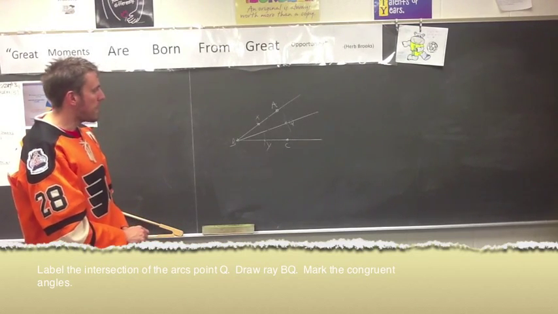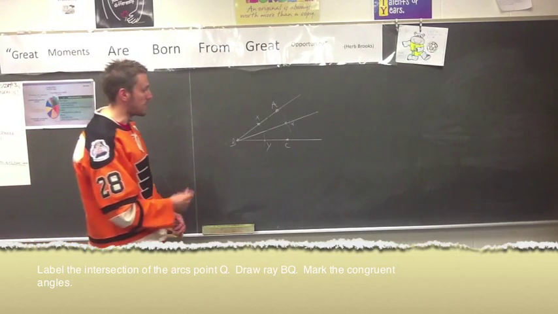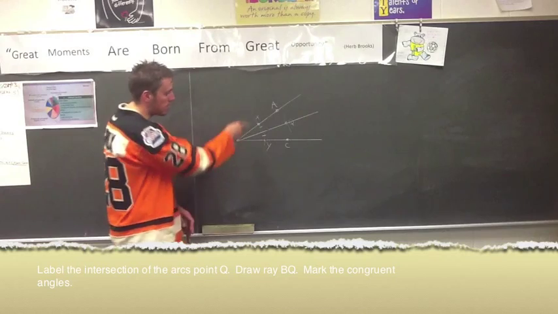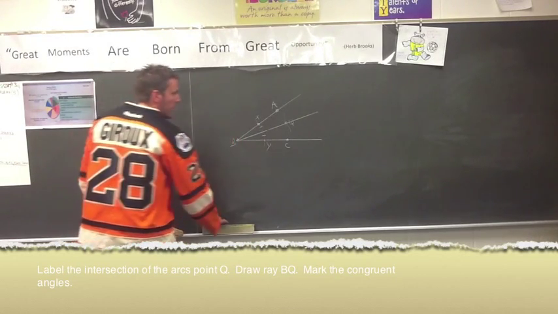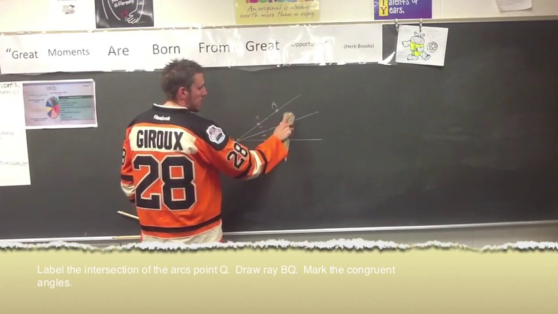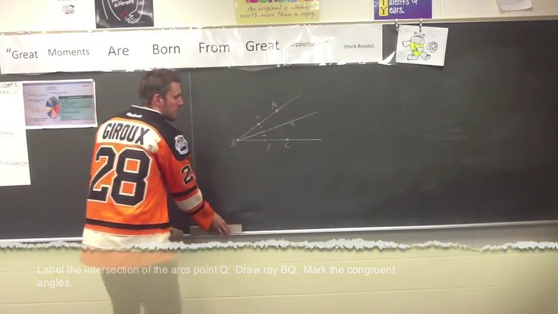Now, an important thing that you need to have is the notation that indicates that this is an angle bisector, which means you need to have a dash mark and a dash mark here to indicate that the angles are congruent. So, I'm going to erase the excess just to make it a little bit neater. And there's our angle bisector.